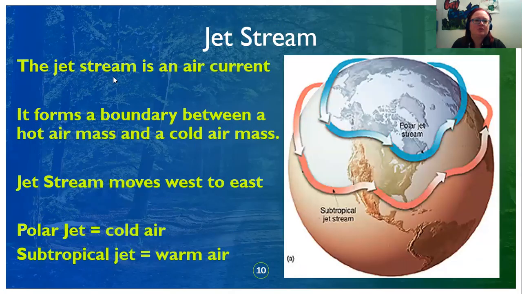The jet stream. The jet stream is an air current. It forms a boundary between the hot air masses and the cold air masses. Jet stream moves west to east. The polar jet is cold air and the subtropical jet is warm air. So if you watch any weather reports, they talk about these things in the weather.